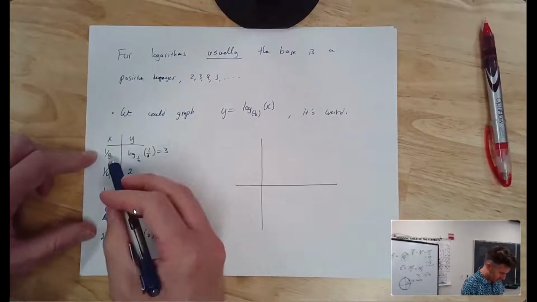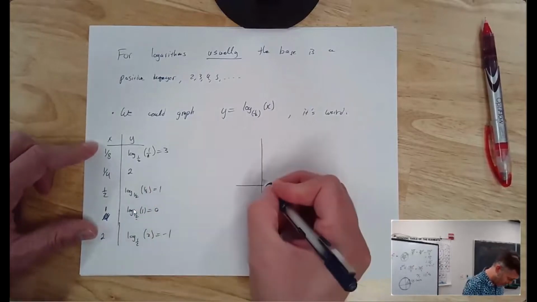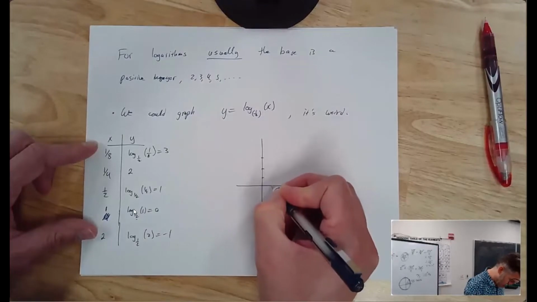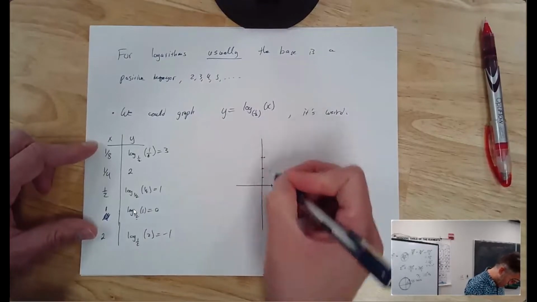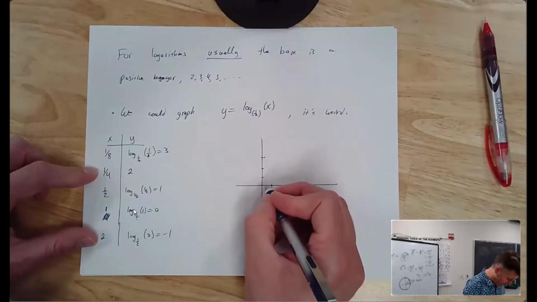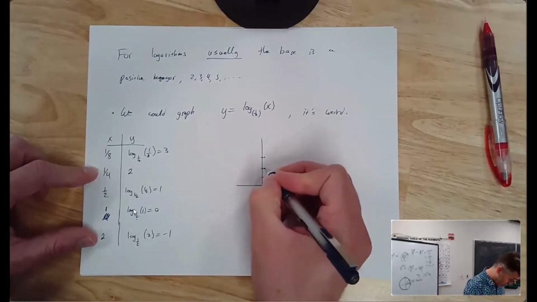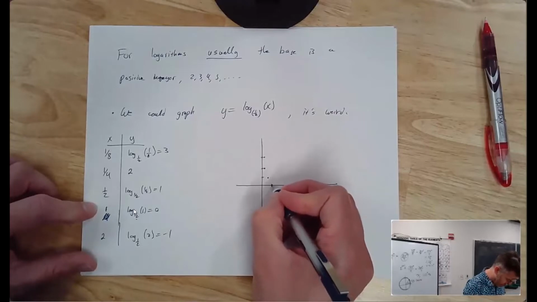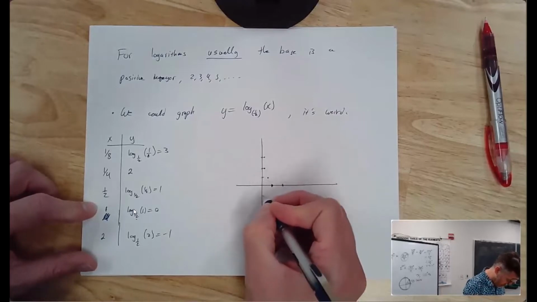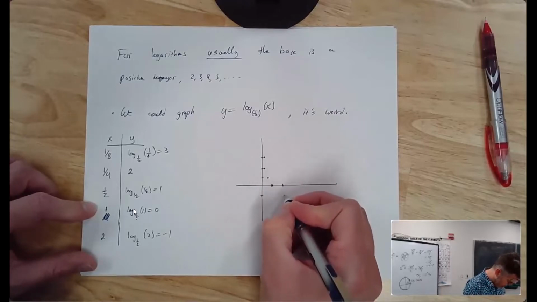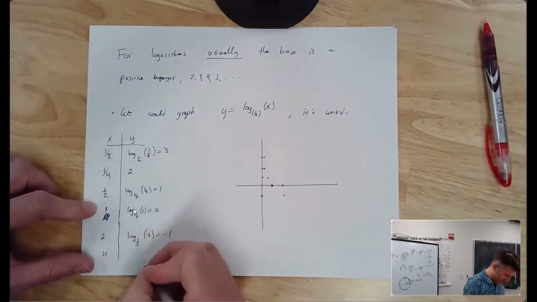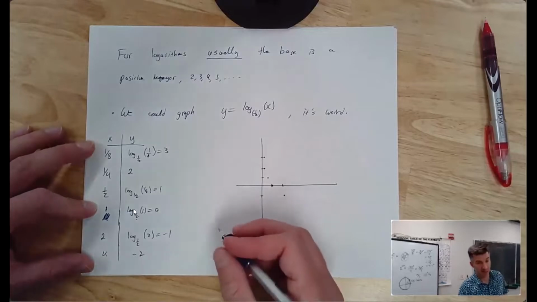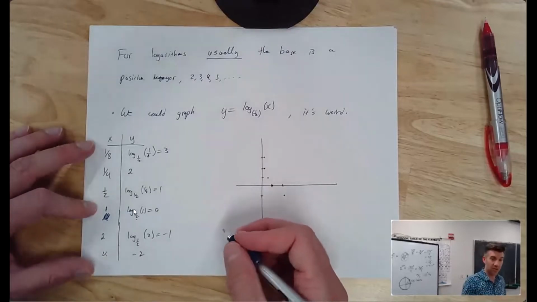So when x is 1/8, y is going to be 3. So when x is very small, y is 3. And when x is 1/4, a little bigger, y is going to be 2. When x is 1/2, y is going to be 1. And when x is 1, y is going to be 0. And when x is 2, y is going to be -1. And if x were to be 4, y would be -2, because 1/2 to the -2nd power is equal to 2 to the 2nd, which is 4.